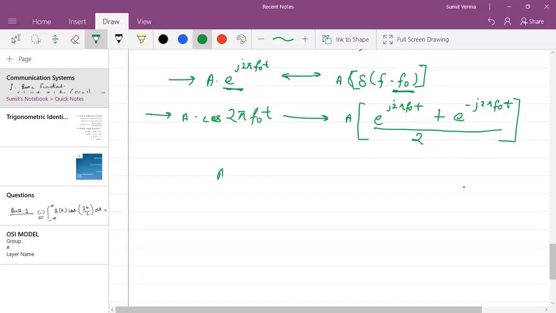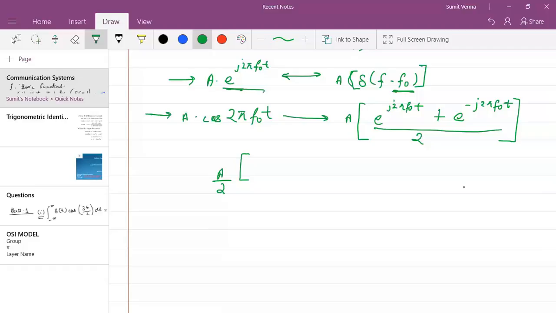Basically a by 2 becomes your constant now. We know that the Fourier transform of e to the power j 2 pi f naught t would be del of f minus f naught, and the Fourier transform of e to the power minus j 2 pi f naught t would be del of f plus f naught. So now this becomes the Fourier transform for the function a cos 2 pi f naught t.